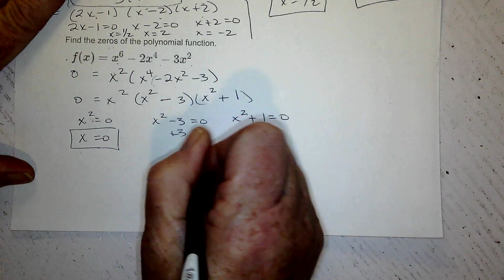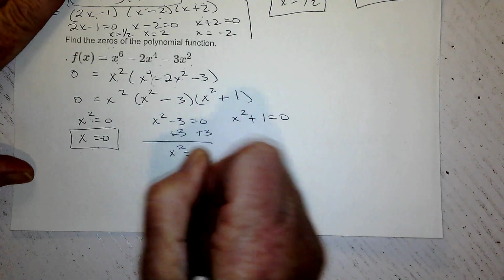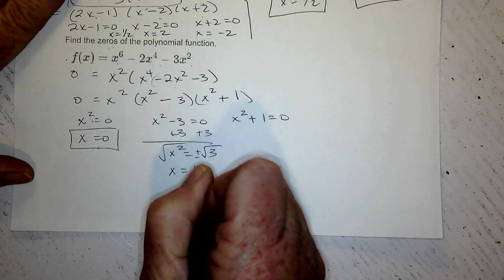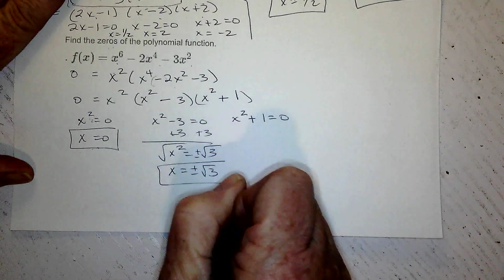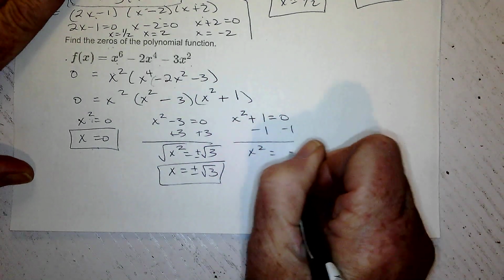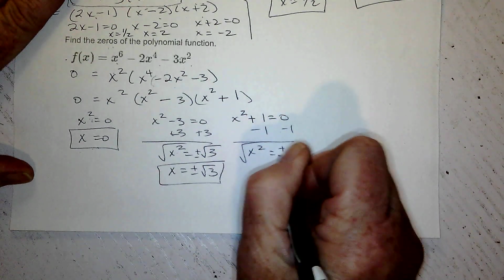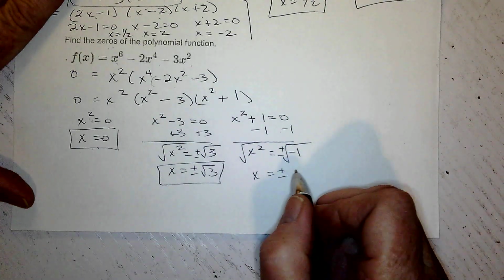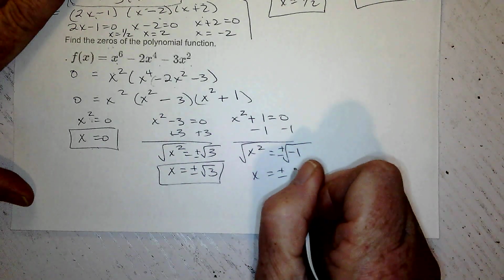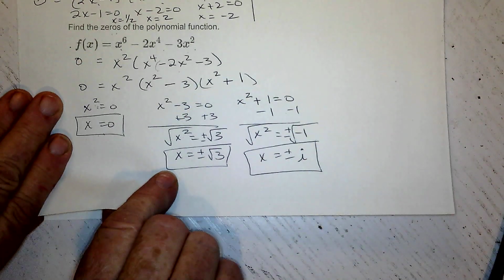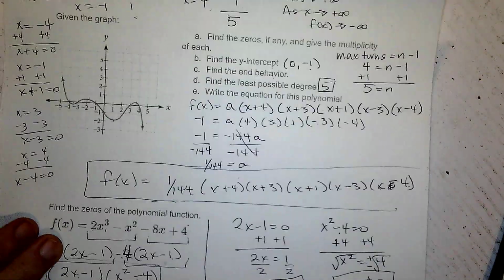Add 3 to both sides. X squared is equal to 3. Take the square root of both sides, plus or minus on the right. X is plus or minus the square root of 3. There's 2 more zeros. Subtract 1 from both sides. X squared is equal to negative 1. Square root of both sides, plus or minus. You have to understand that the square root of negative 1 is i. And there's 2 more imaginary zeros. All right, I'm going to save this next one and do it on its own.